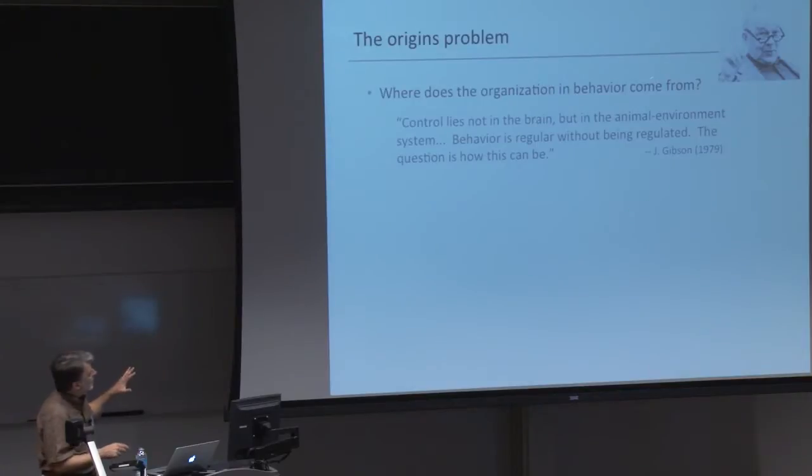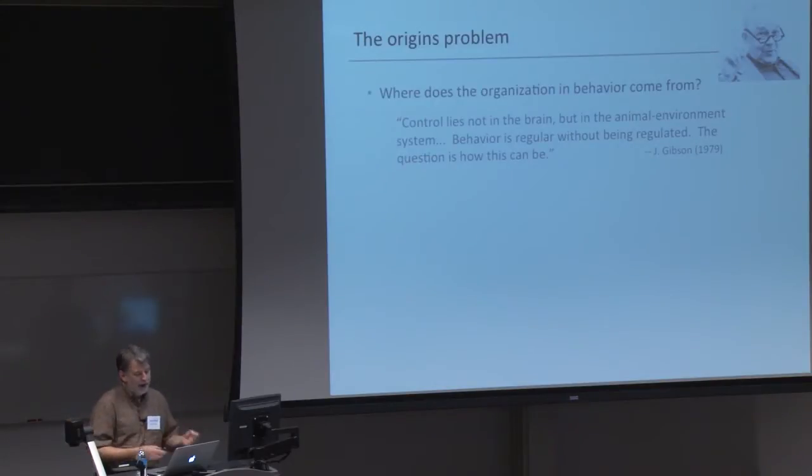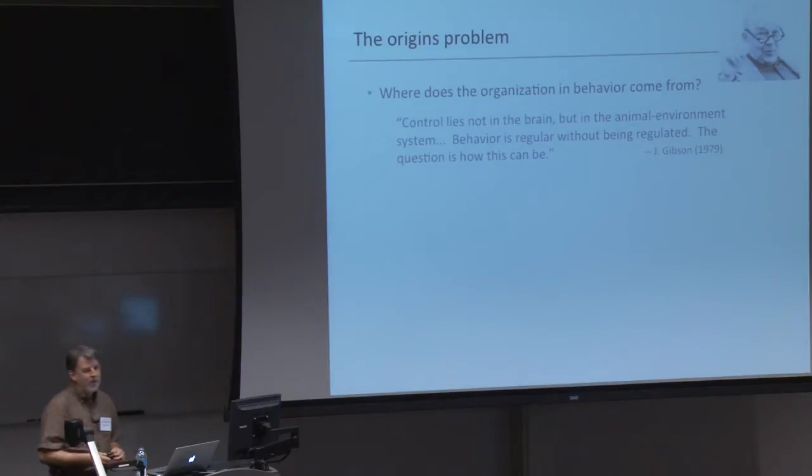A dissenting voice came from James Gibson, who was long at Cornell and is one of my heroes. And Gibson in 1979 said, control lies not in the brain, but in the animal-environment system. Behavior is regular without being regulated. The question is how this can be. This is one of these Zen koans that Gibson was famous for, where he poses a statement and then leaves it up to us to figure out what it means.